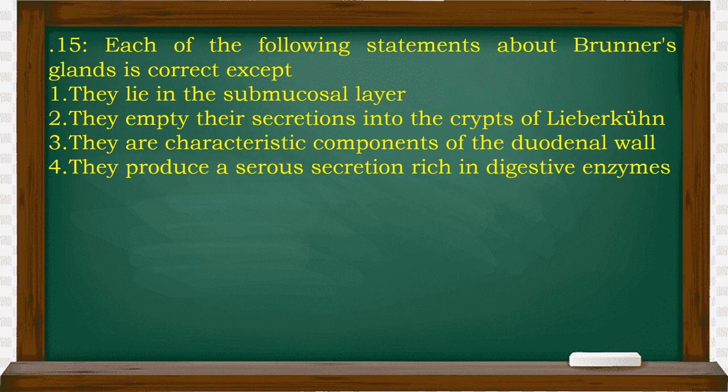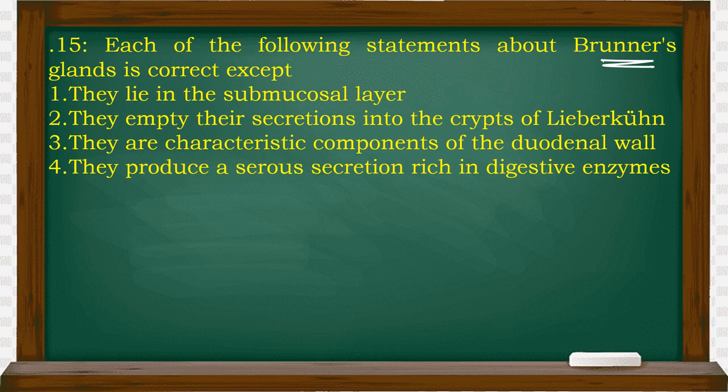Question 15. Each of the following statements about Brunner's gland is correct except. Option 1, they lie in the submucosal layer. Option 2, they empty their secretions into the crypts of Lieberkühn. Option 3, they are characteristic components of the duodenal wall. Option 4, they produce a serous secretion rich in digestive enzymes. To solve this question, we will have to see where exactly Brunner's gland is present. Is it present in the stomach? Is it present in the intestine?